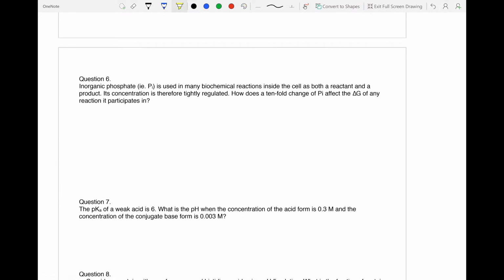Okay, so question 6. Inorganic phosphate is used in many biochemical reactions inside the cell as both a reactant and a product. Its concentration is therefore tightly regulated. How does a tenfold change of inorganic phosphate affect the change in free energy of any reaction it participates in? So let's consider the reaction we had above. Put it this way, where the reactants we're looking at are GDP and inorganic phosphate, and then the product is GTP.